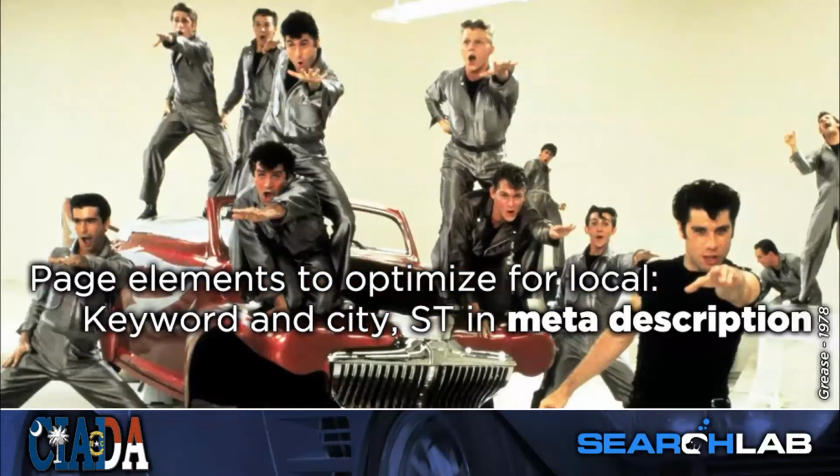Now, the meta description doesn't matter for ranking, but the meta description is what populates the gray text underneath your blue link when you show up as a search result. So you want to think of it like an advertisement and write something really compelling that's going to help you get more clicks. So make sure it's got that keyword phrase and location phrase.